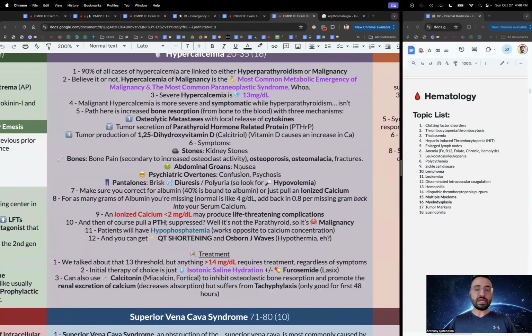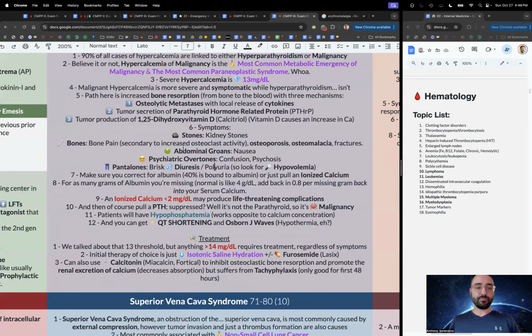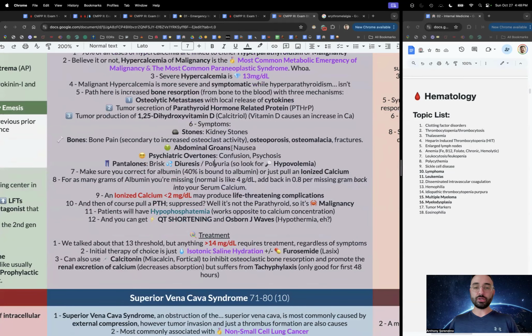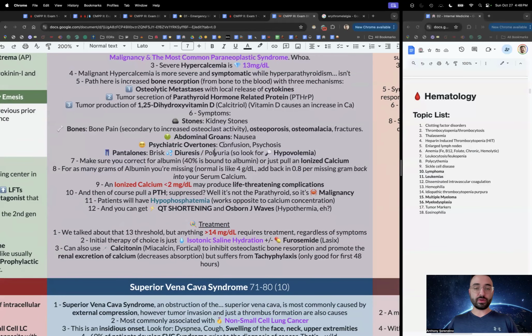Then you get kidney stones because you have all this calcium floating around, bone pain because your bones are literally being eaten, nausea because reasons, psychiatric overtones because reasons. Oh, and I added this. So stones, bones, abdominal groans, psychiatric overtones, and pantalones. So you have brisk diuresis to look for polyuria. That's so funny. So look for like hypovolemia.